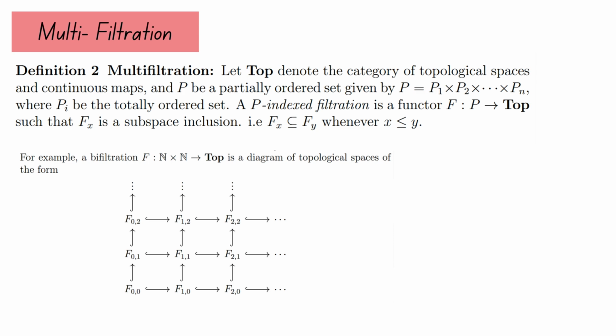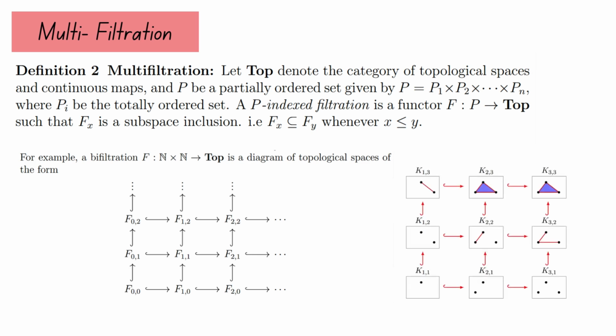So here is an example of a bifiltration. Now our partially ordered set is N times N, and the functor goes to the category Top of topological spaces and continuous maps. So this is how a commutative diagram of it looks like. So for example, as you know that (0,2) is less than or equal to (1,2), we have an inclusion map between the topological spaces f of (0,2) and f of (1,2). So the intuitive idea of this commutative diagram can be seen by this bifiltration of our triangle or two-simplex, and as you can see K(1,2) is a subcomplex of K(2,2).